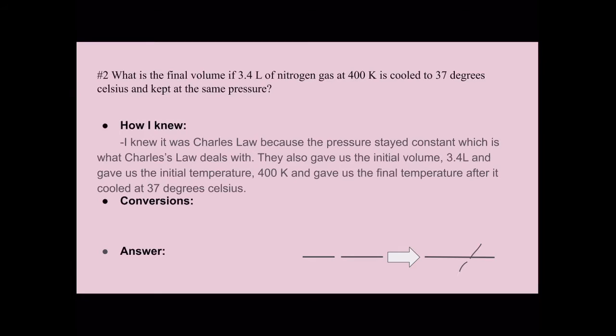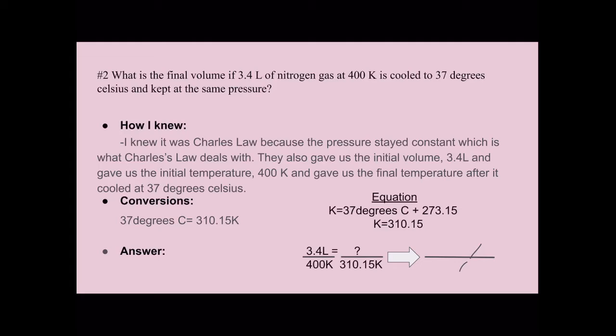I first had to convert the 37 degrees to 310.15 Kelvin. So then, at the end, I could cancel the Kelvin and be left with liters for the volume. So then, I plugged in 3.4 liters for initial volume and 400 Kelvin for initial temperature. Then on the other side, I put a question mark for the volume after, since we are trying to find that, and then 310.15 Kelvin for the temperature after it cooled.